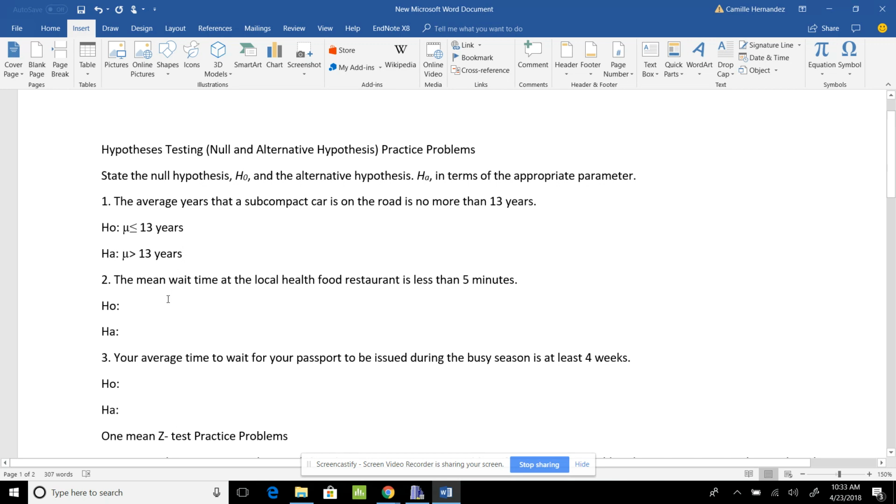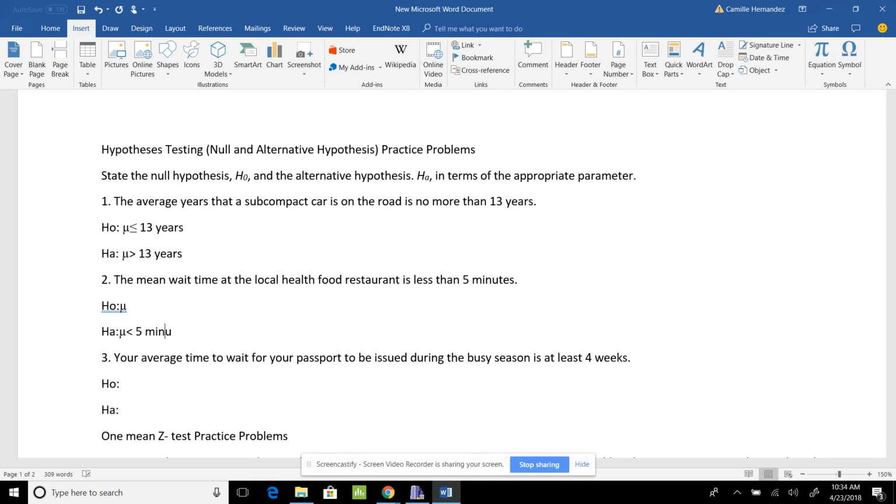So the next one: the mean wait time at a local health food restaurant is less than 5 minutes. All right, so I know I'm going to have to use my mu. It's the mu, the population mean. So I want to look at it. It says less than 5 minutes. It doesn't have any kind of equal sign in it. So what I'm going to do is go ahead and solve for my alternative.